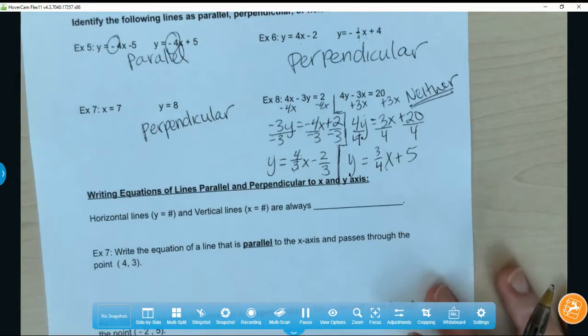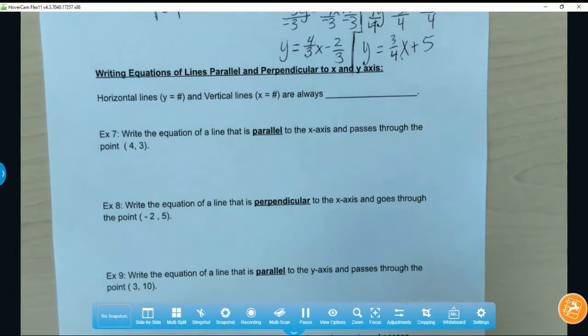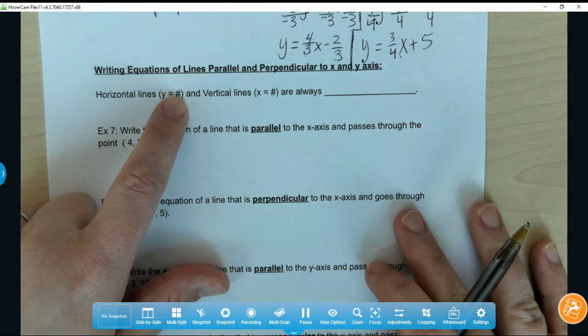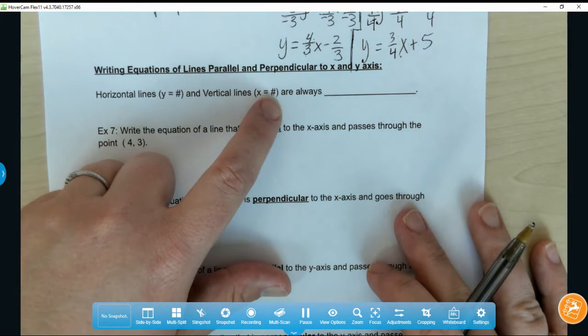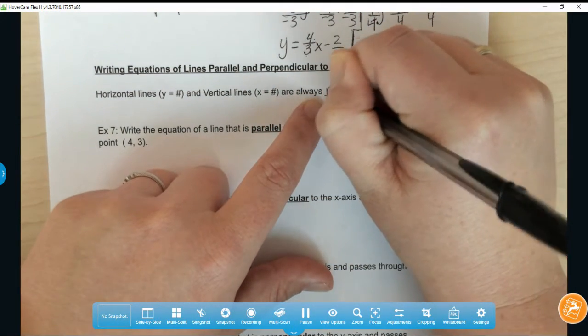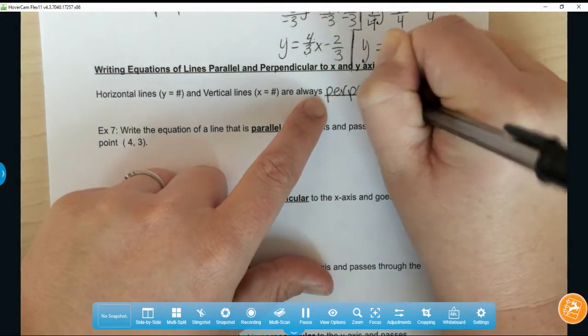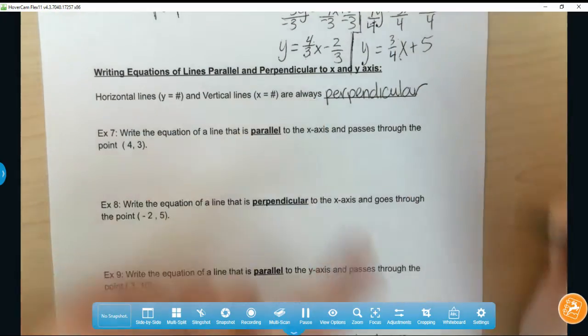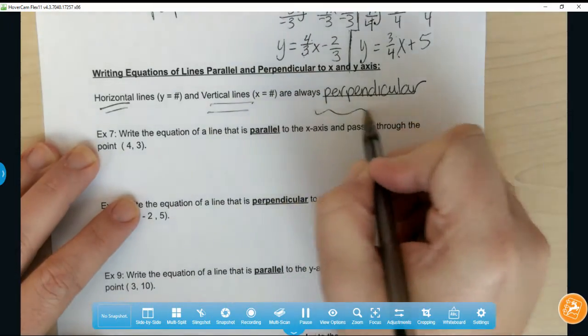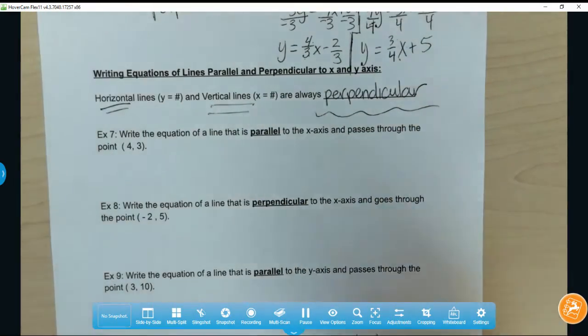Okay, last section of these notes is talking about parallel, perpendicular, but dealing with horizontal and vertical. So we kind of already mentioned that. Horizontal lines will always be y equals some number. Vertical lines will always be x equals some number. And like we said before, they are always perpendicular. So horizontal and vertical lines are always perpendicular.